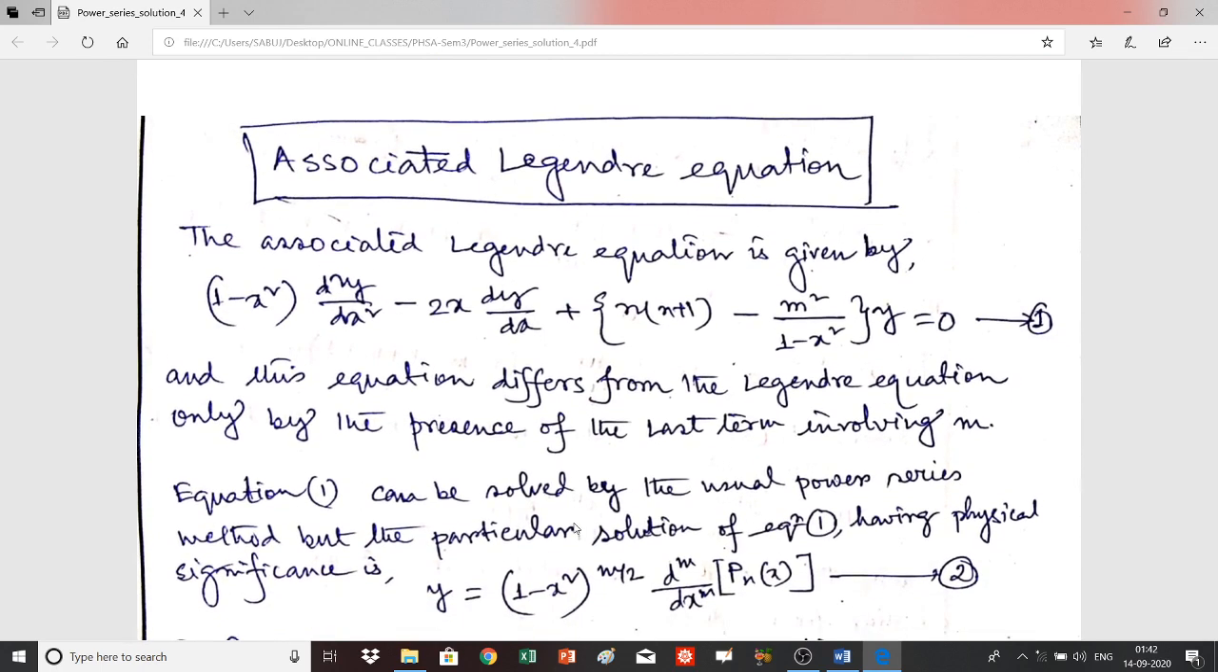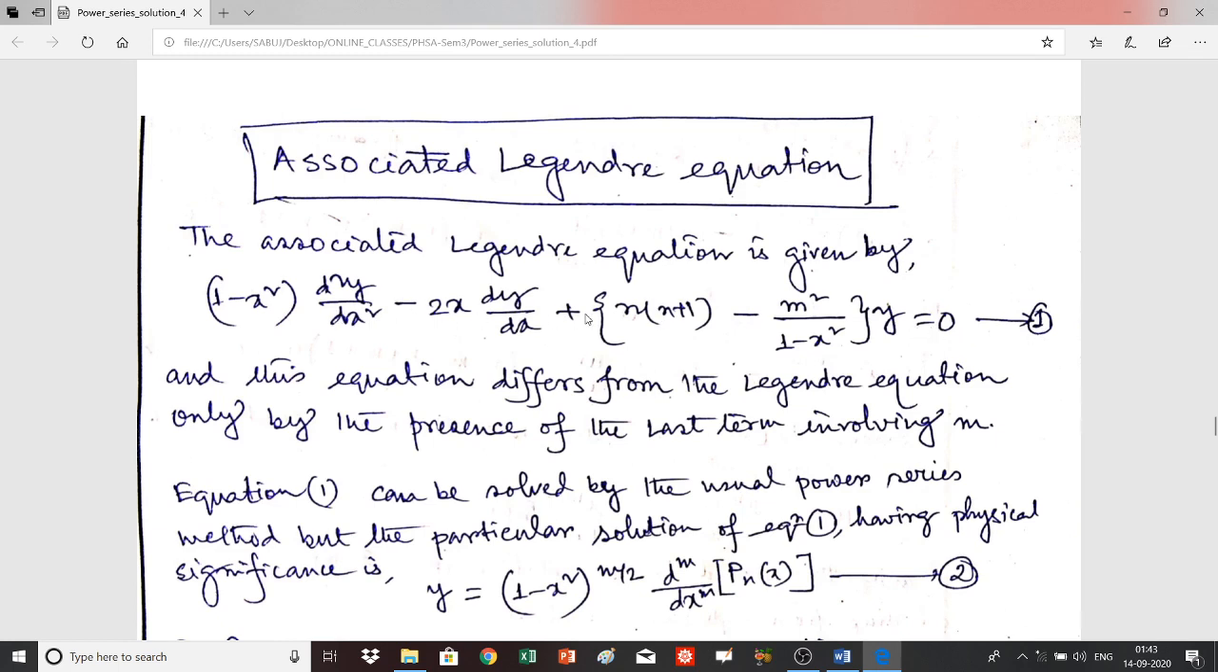So now we come to the last topic of this chapter, which is the associated Legendre equation. You know that the Legendre equation is given by (1 minus x squared) d2y by dx squared minus 2x dy by dx plus n(n plus 1) y. But the associated Legendre equation has the first two terms as usual, and then plus [n(n plus 1) minus m squared by (1 minus x squared)] into y, that is equal to 0. I write it as equation 1.